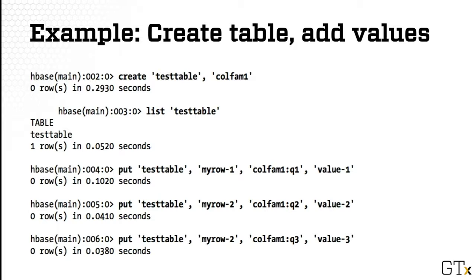Then we start adding data to the table using the put command. Here we add 3 cell values. The first one is added to row 1, column Q1. Note that we are creating the column Q1 as we add this new piece of data. Then we add the second and the third value in a similar fashion. Note that all these commands complete very quickly, in a few milliseconds.